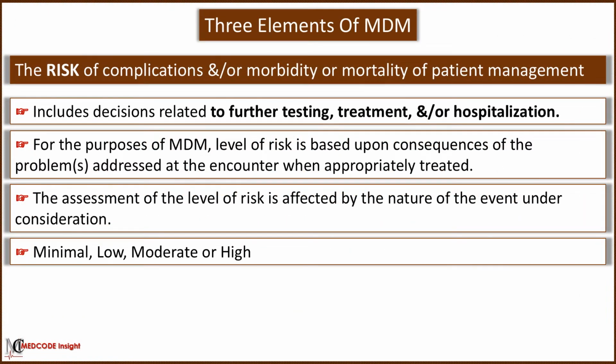The risk of complication and or morbidity or mortality of patient management includes decisions related to further testing, treatment, and or hospitalization. For the purpose of MDM, level of risk is based on consequences of problems addressed at the encounter when appropriately treated. The assessment of the level of the risk is affected by the nature of the event under consideration. Risk may be minimal, low, moderate, or high. Let's understand through a table how minimal, low, moderate, or high risk affects the level of the service.